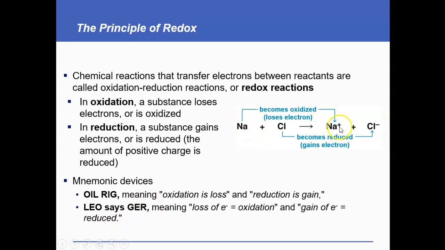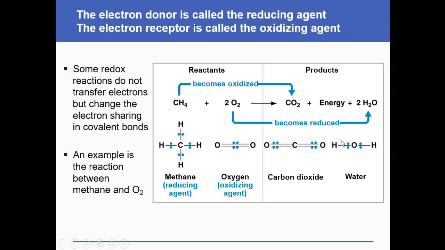So sodium becoming a sodium ion is going to lose an electron. That's oxidation. Chlorine gaining an electron will be reduced. That can happen when you're physically moving an electron, but some of them don't directly involve ions, but rather covalent bonds. And in that case, oxidation, not surprisingly, is going to involve the addition of oxygens. Reduction is going to involve the addition of hydrogens. So in this case, methane is the reducing agent, because it becomes oxidized.